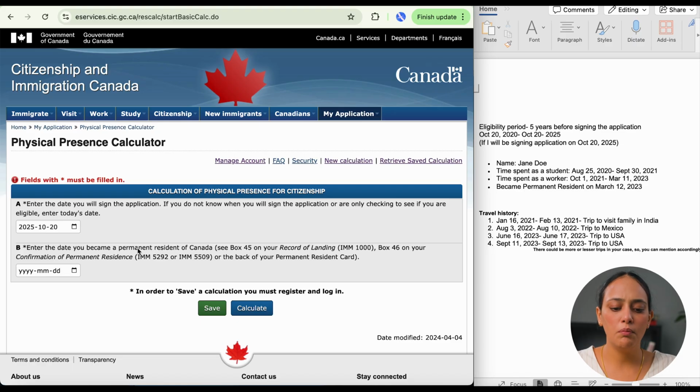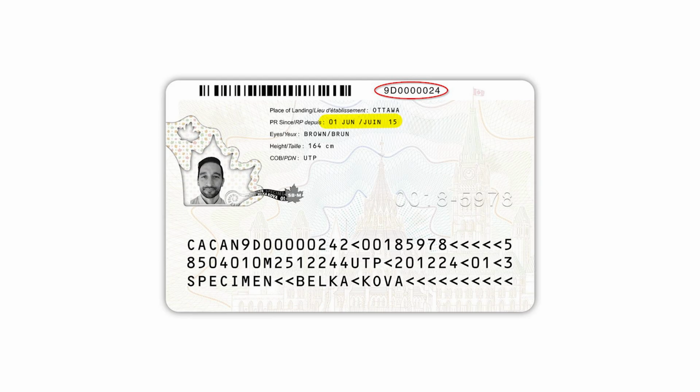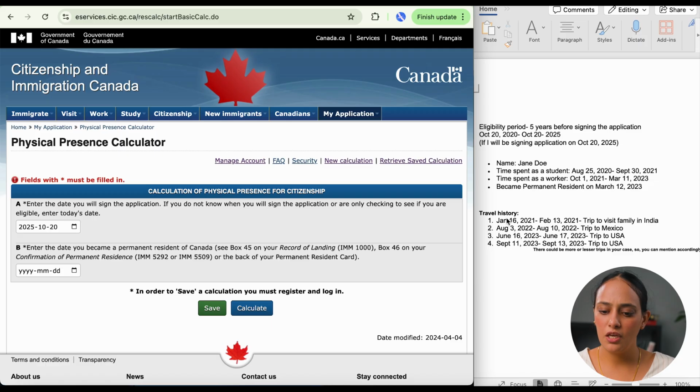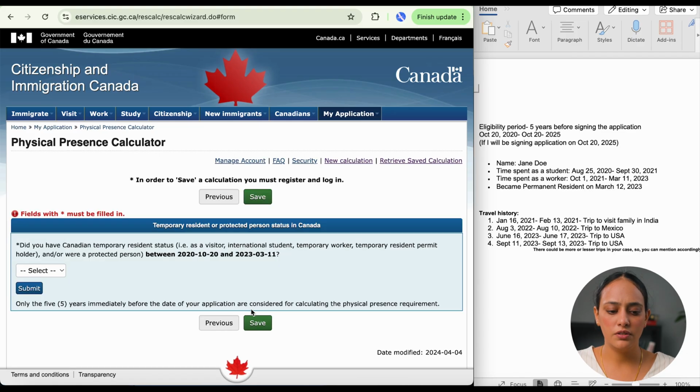Enter the date you became a permanent resident of Canada. This date you can find on the back of your PR card or on your COPR. So the date I became a permanent resident was March 12, 2023. Then hit calculate.